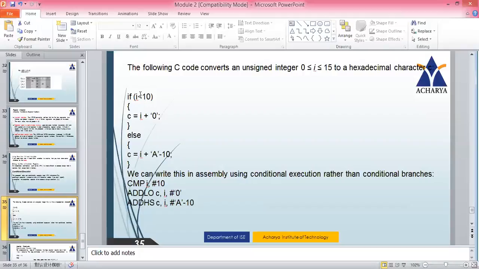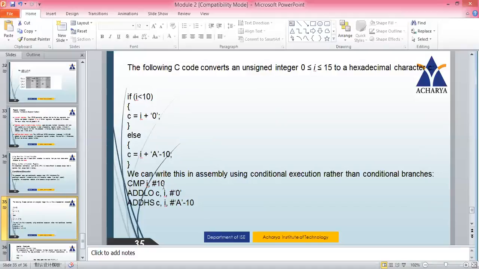Now I is 11. 11 minus 10, so the remainder is 1. That 1 will be added to the ASCII value of 'A'. Suppose its value is 48 or something. So 48 is A, plus 1 means 49. That 49 is substituted to C, but when you're displaying, it will display as B. So it goes like that. Again, if it is 12, 12 minus 10, that is 2. So 2 will be added to the ASCII value of 'A'. Whatever we get, that will be substituted to C. In this way, we are making use of conditional branching.